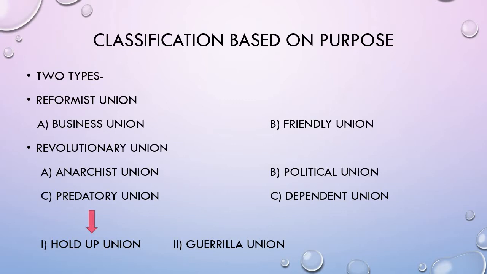Business unions are a form of labor cooperation in which employees enter a successful business relationship with employers. Such unions primarily represent workers in collective bargaining with their employer. They aim at securing economic advantage for their members through peaceful means. However, they are craft conscious rather than class conscious. The second one will be the friendly union.